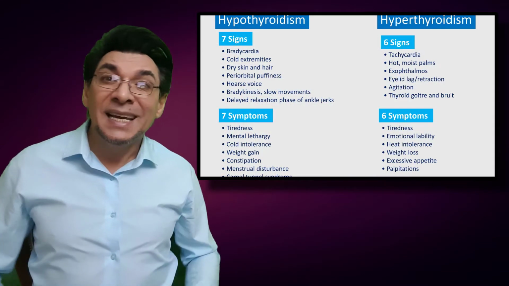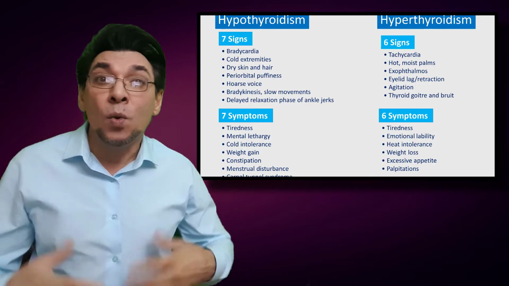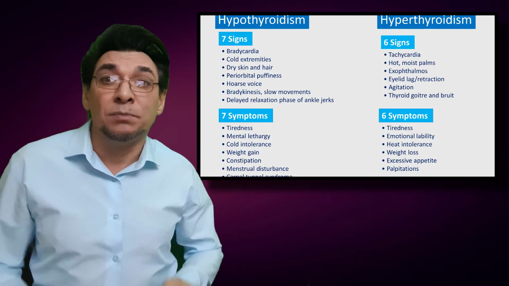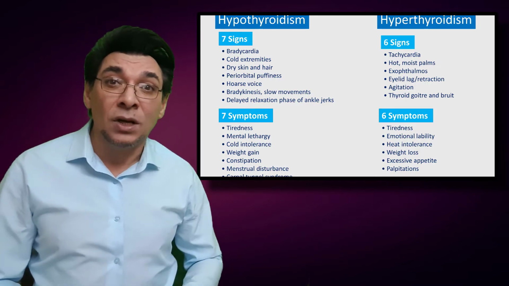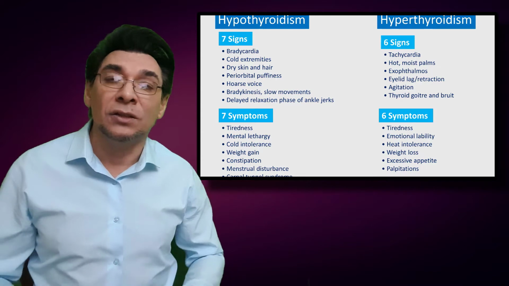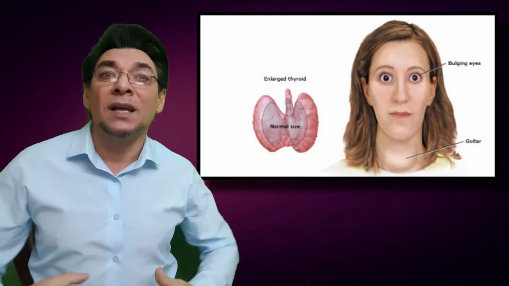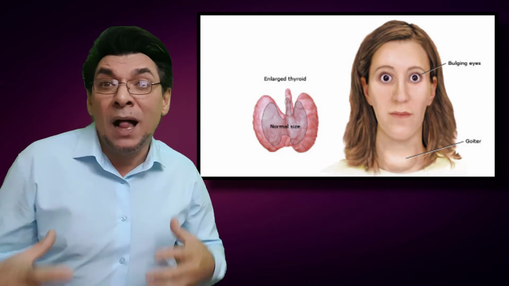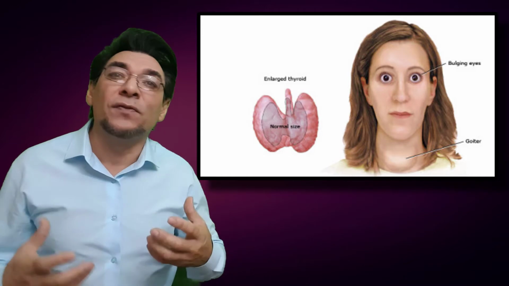Graves' disease is a type of hyperthyroidism that results when the immune system produces abnormal proteins that are similar in structure and function to TSH. Graves' disease is often accompanied by bulging of the eyes, a condition called exophthalmos.